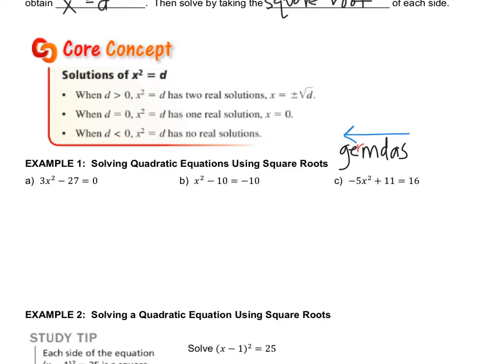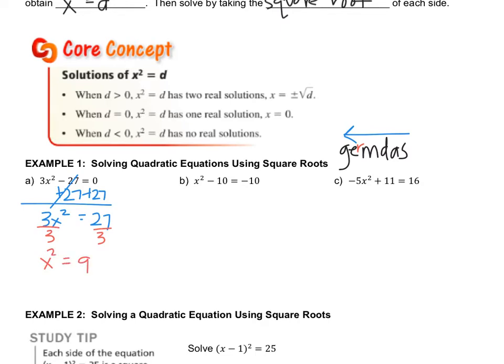If you look at example 1, the first thing that we're going to do is add 27, because we're going to get rid of the subtraction by doing addition. So you get 3x squared equals 27. Then I'm going to get rid of the 3 by dividing by 3. So you get x squared equals 9.